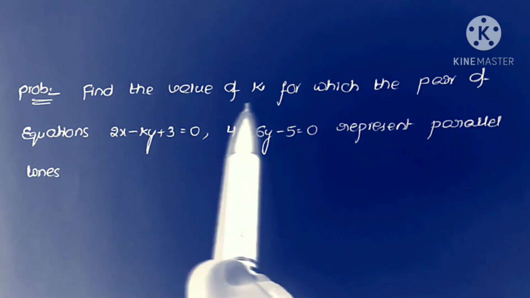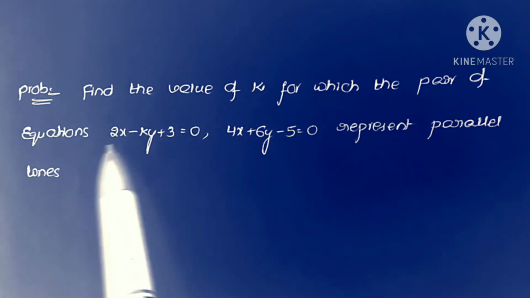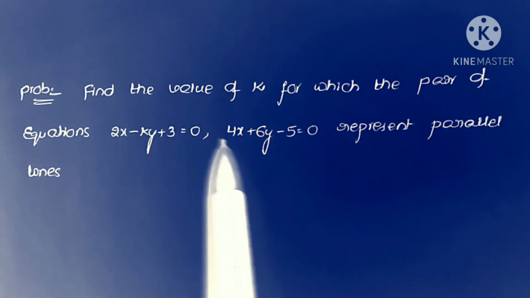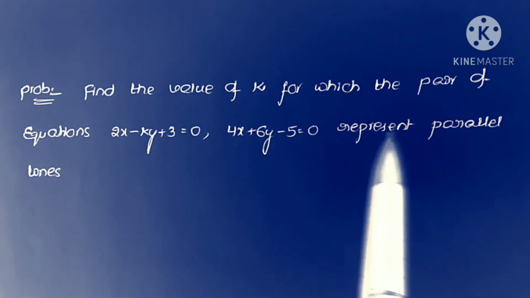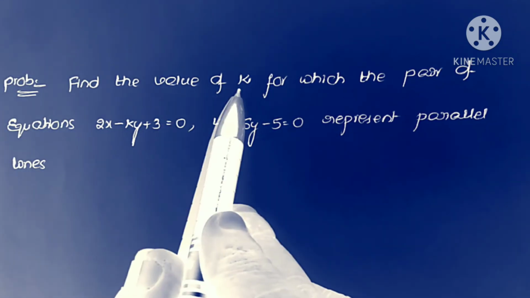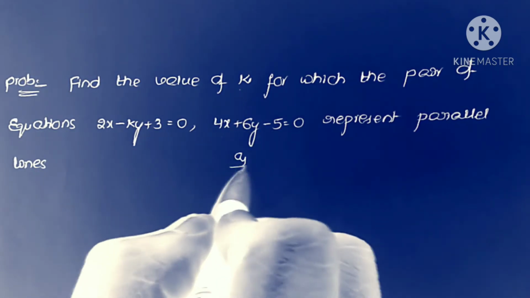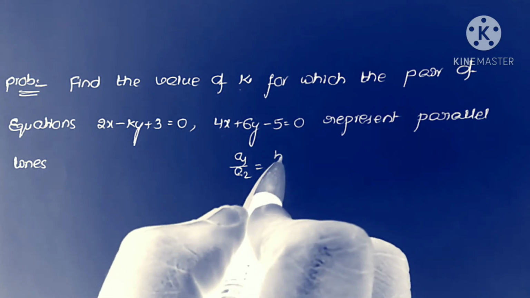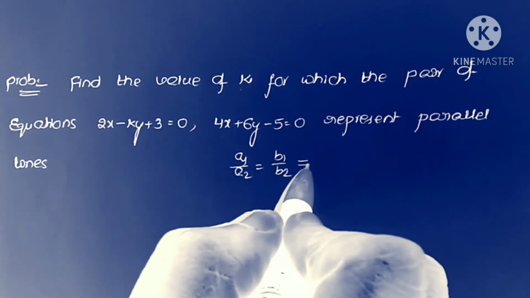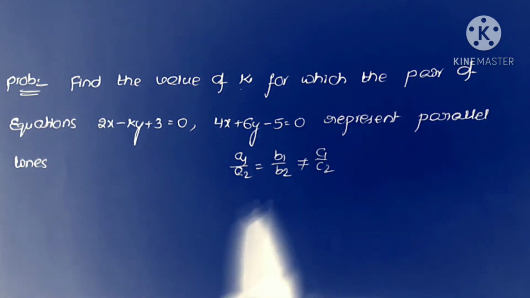Next problem: find the value of k for which the pair of equations 2x minus ky plus 3 equal to 0, 4x plus 6y minus 5 equal to 0 represent parallel lines. Find the value of k. The equations are parallel lines. What is the condition for parallel lines? a1 by a2 is equal to b1 by b2 is not equal to c1 by c2.